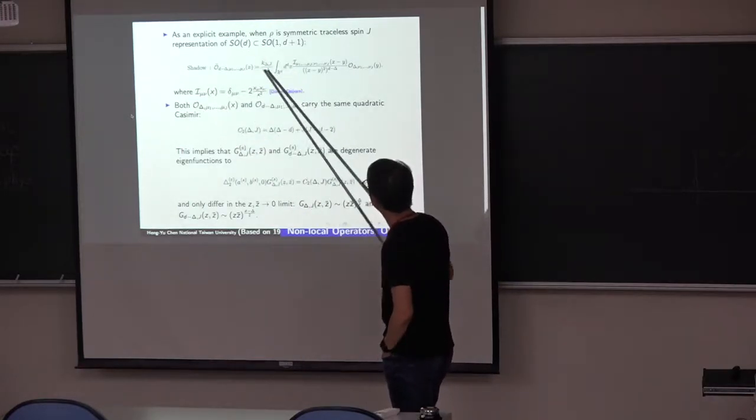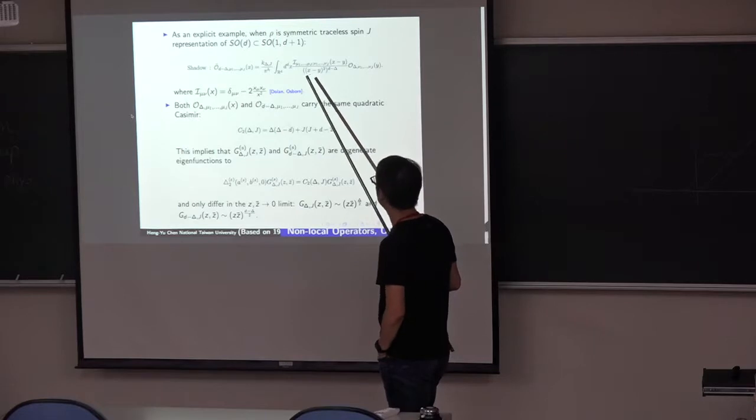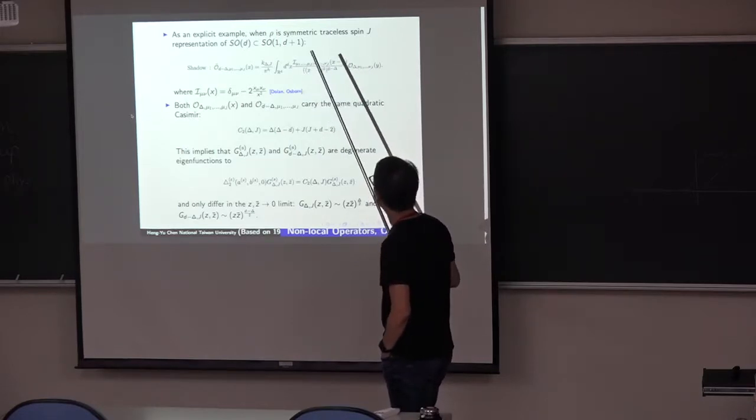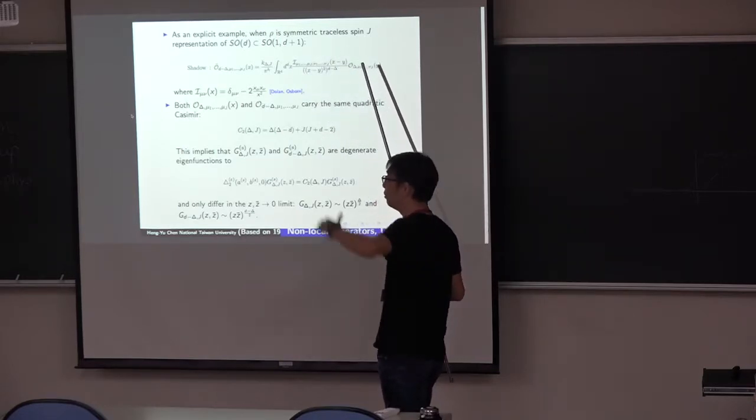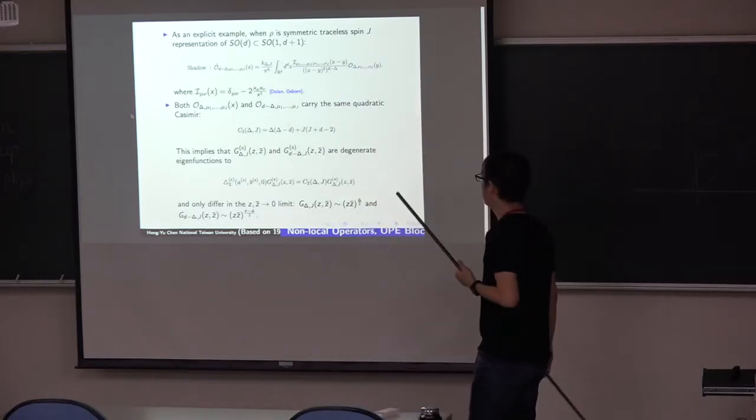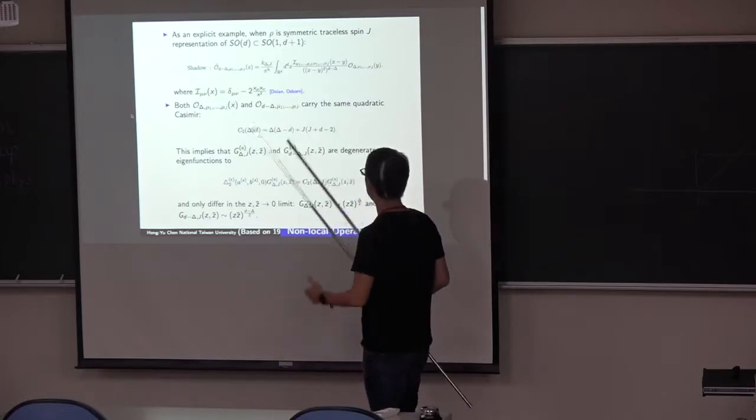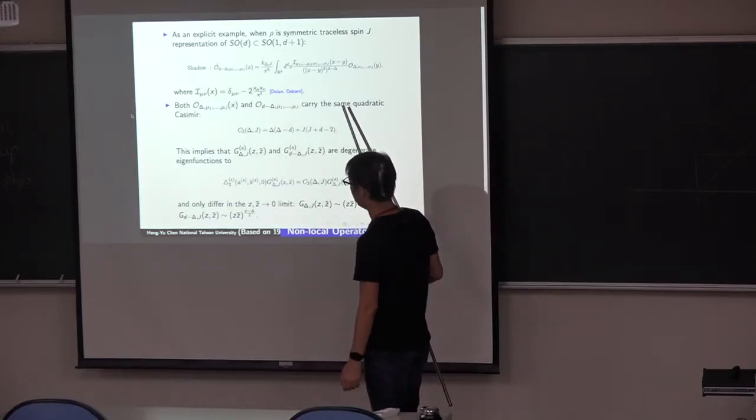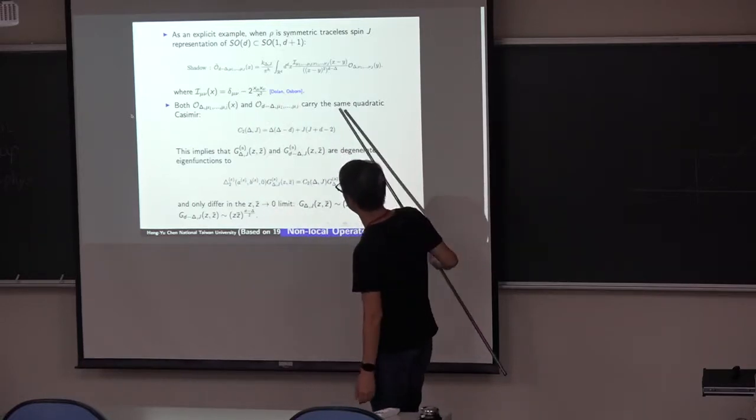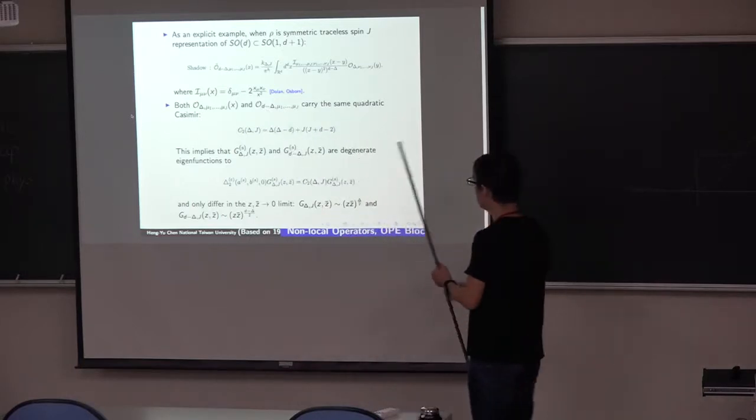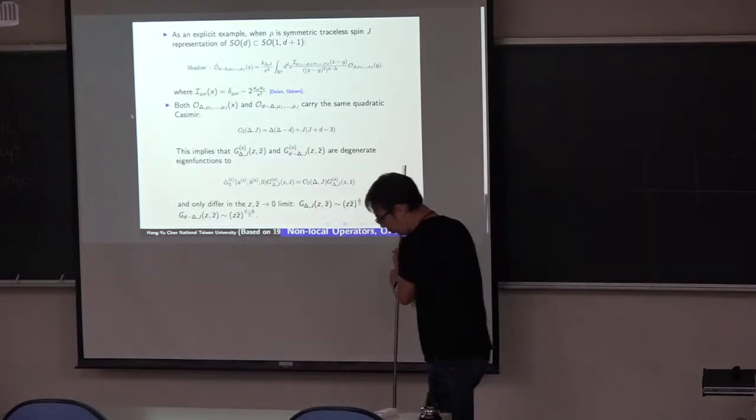So both of those two operators, this one you can say is a non-local operator, where you have taken a local one and smeared it over your entire spacetime. But technically both of them carry exactly the same quadratic Casimir value, which is given by the following. So what does it tell us? What do we need to care about?